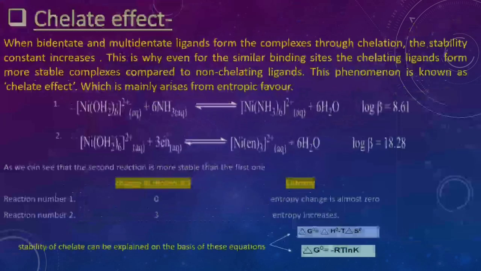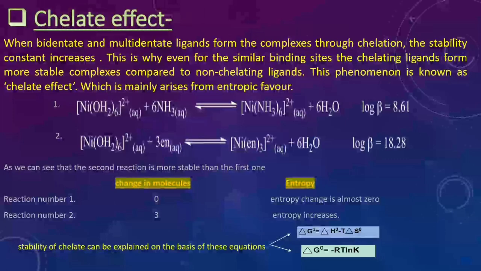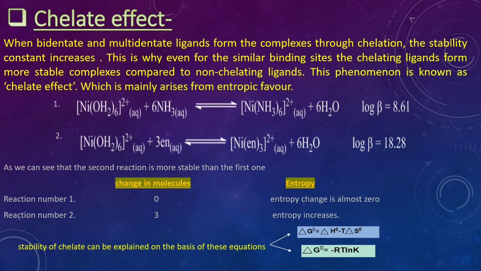Next, the chelate effect. When bidentate and multidentate ligands form complexes through chelation, the stability constant increases. This is why, even for similar binding sites, the chelating ligands form more stable complexes compared to non-chelating ligands. This phenomenon is known as the chelate effect, which mainly arises from entropic factors. Here two reactions are given. It is found that the second complex is 10 to the power 10 times more stable than the first complex.